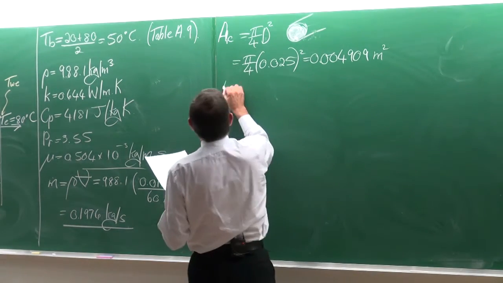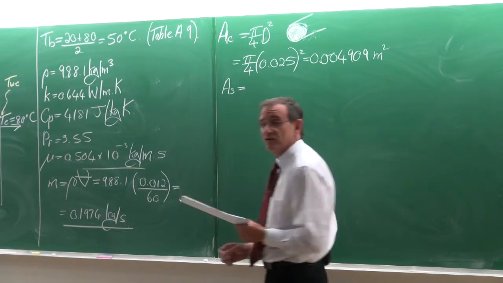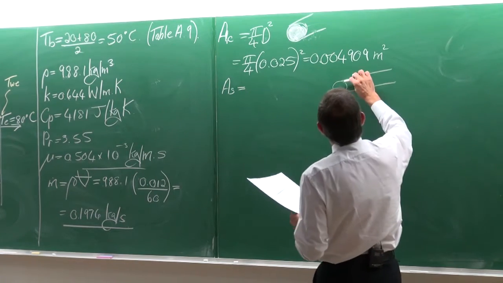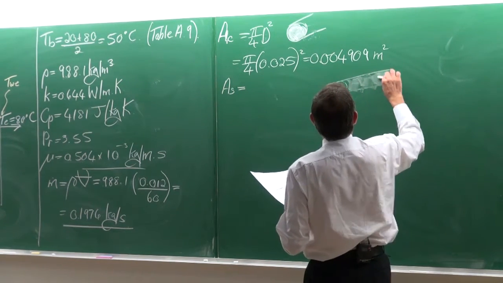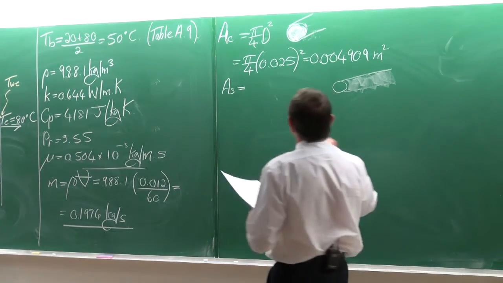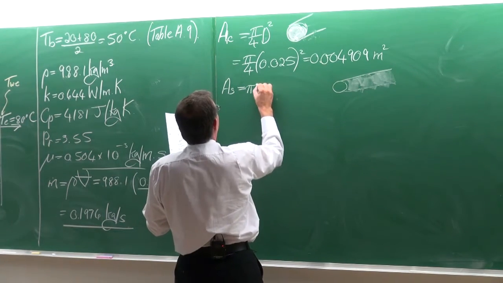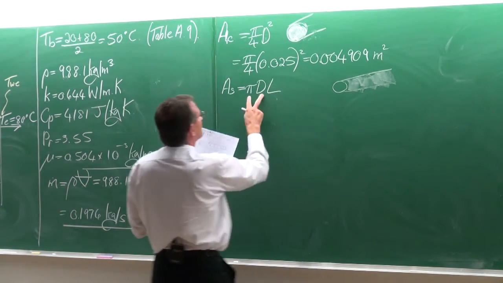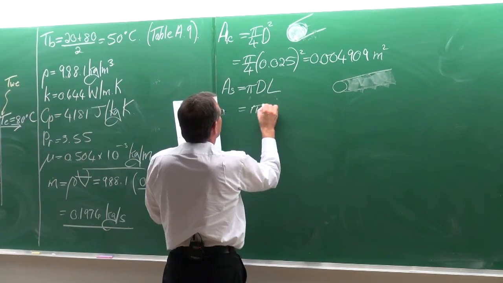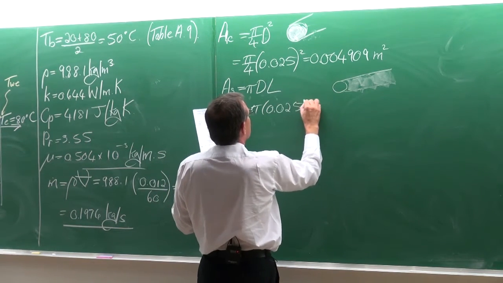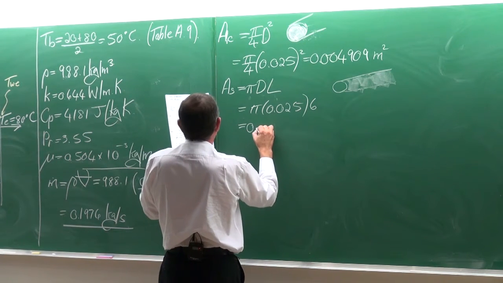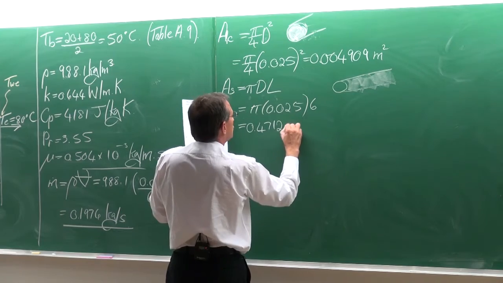And then the heat transfer area, the area over which the heat transfer is going to occur, would be the outside area of the tube. If we take the perimeter multiplied by the length, we've got the surface area. So that is pi multiplied by the diameter, which is the perimeter, multiplied by the length. That is pi multiplied by 25 millimeters. The length of the tube is 6 meters, so the area for heat transfer is equal to 0.4712 square meters.